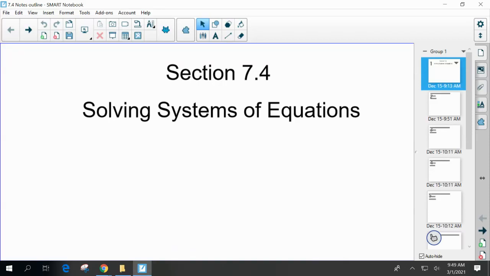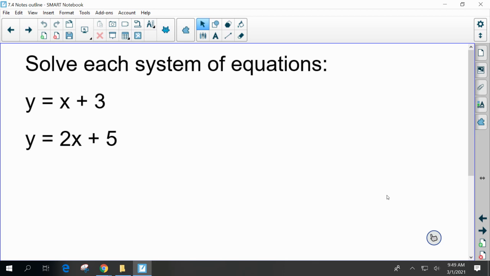All right, this is section 7.4, solving systems of equations. What we are going to be doing is solving equations for both variables, one variable at a time. The first step is to look and see, do you have any variables isolated? Already starting off, we have y isolated.